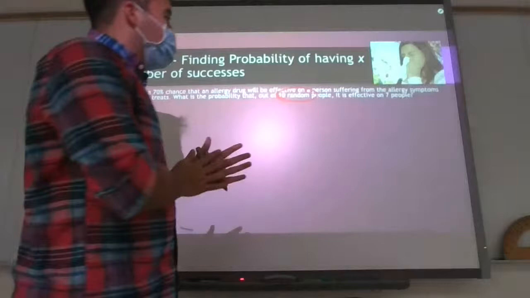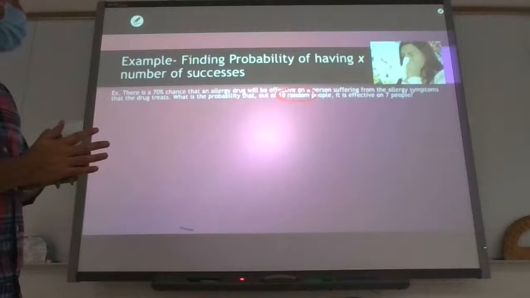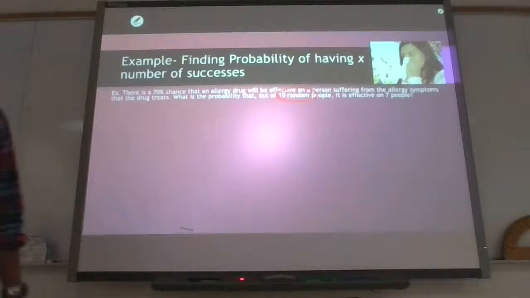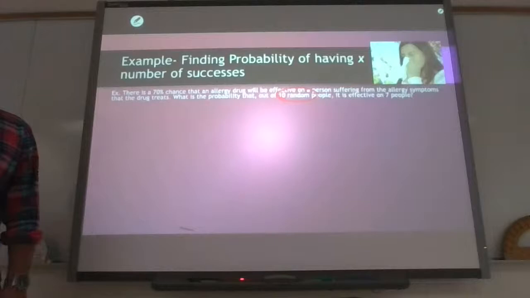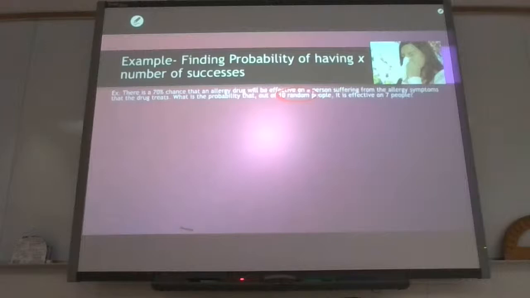You want to figure out, what is the probability that it will be effective on 7 people? So the drug is effective 70% of the time, and you want to figure out the probability that when I test this out, it actually works on 7 out of the 10 people. Anyone want to take a guess what the answer might be? It's effective 70% of the time, so what's the chance that it's effective on 7 out of 10 people?